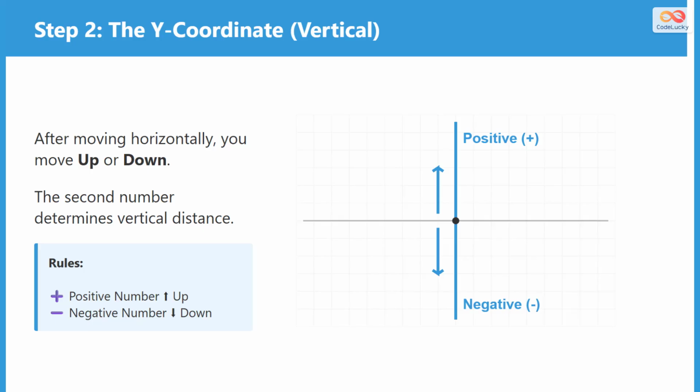The second number, the y-coordinate, tells us how far to move vertically from that new spot. A positive number means we go up. A negative number means we go down.